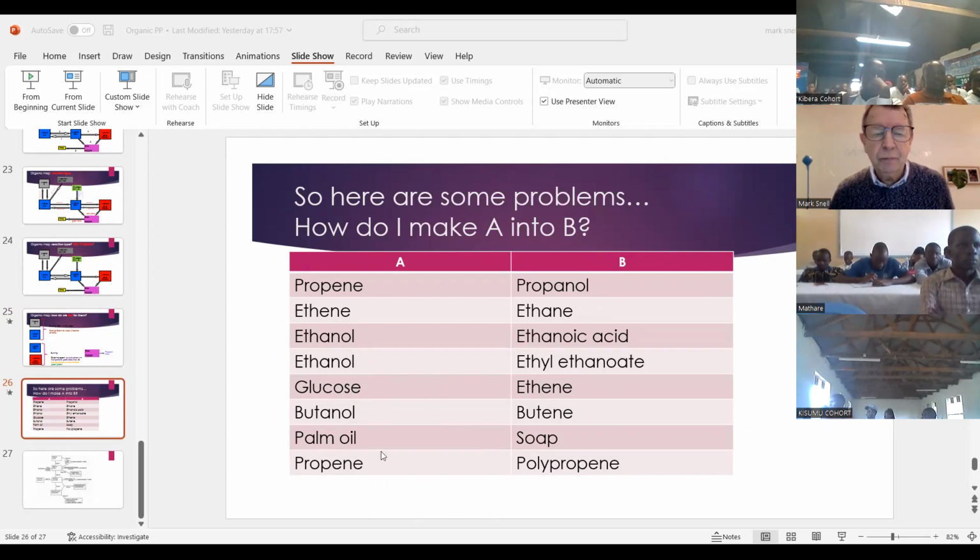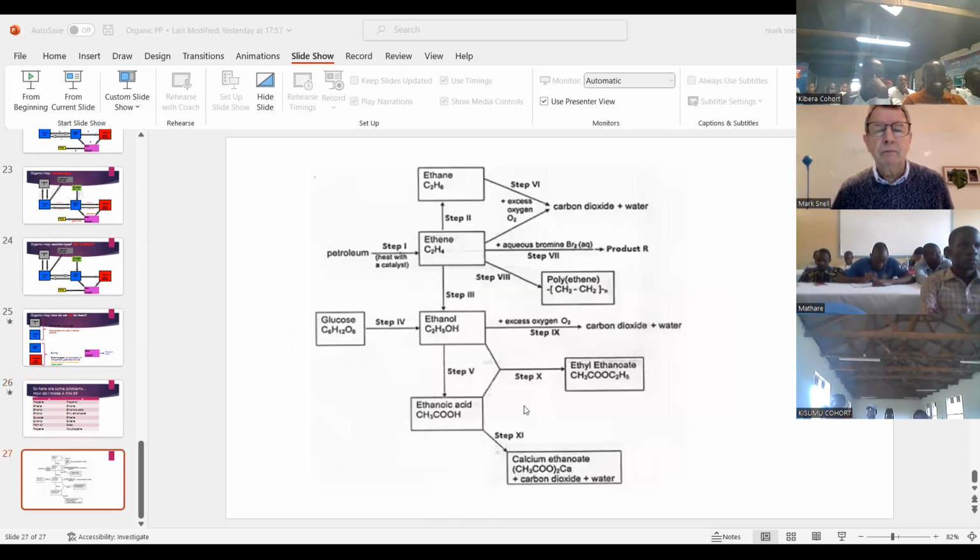Palm oil to soap, that is saponification. Palm oil, any oil or fat with sodium hydroxide will make soap, and so on.